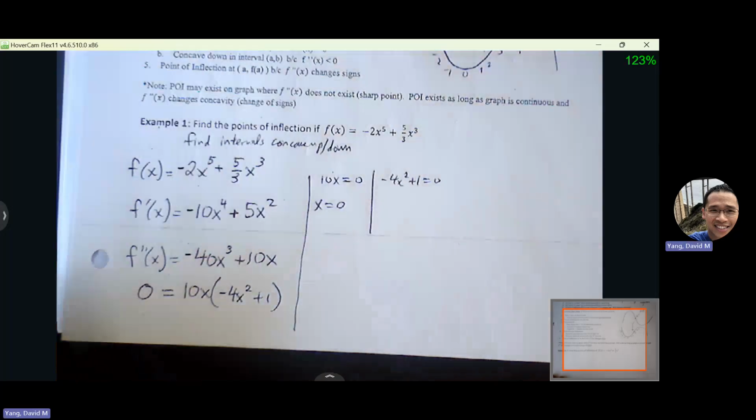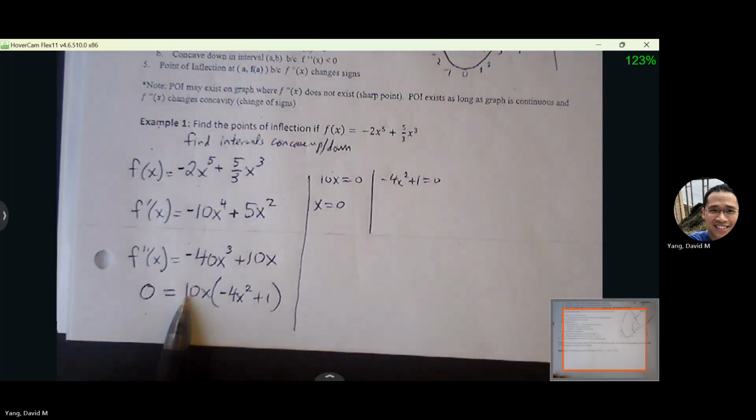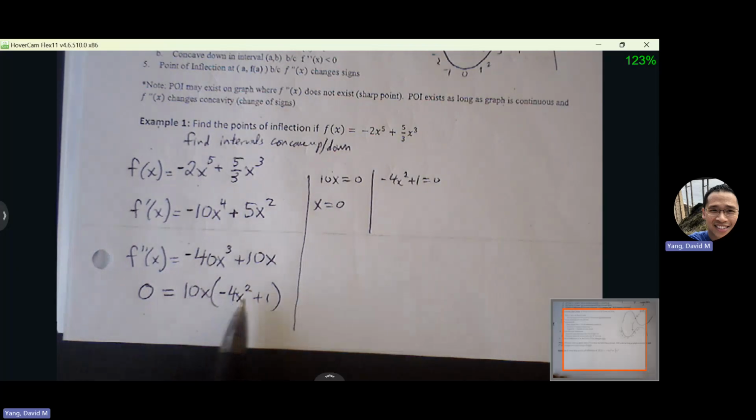Why'd you take the negative sign out? If you can, I just decided not to take the negative out. But if you took the negative out, it's fine. If you took the negative out, it would just be 4x squared minus 1.